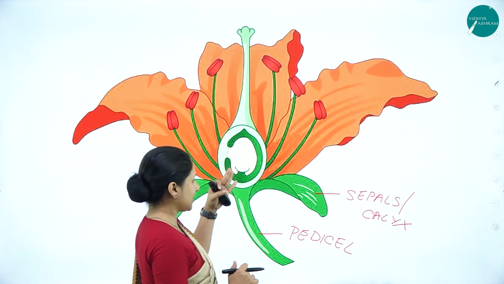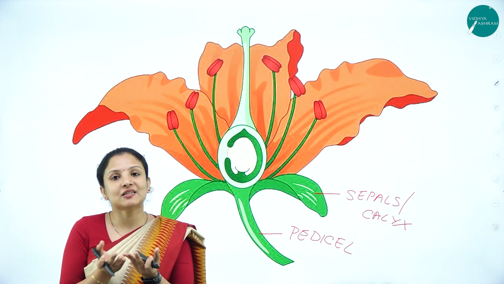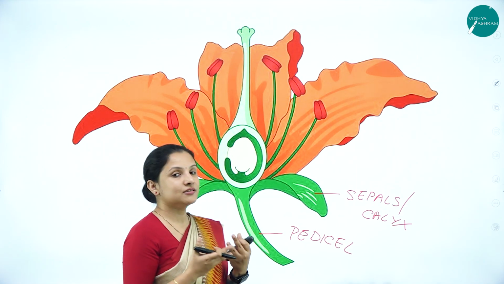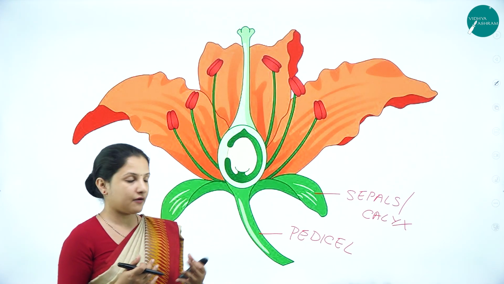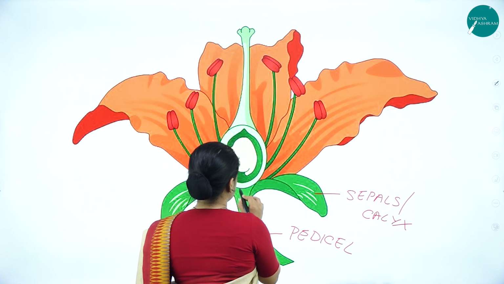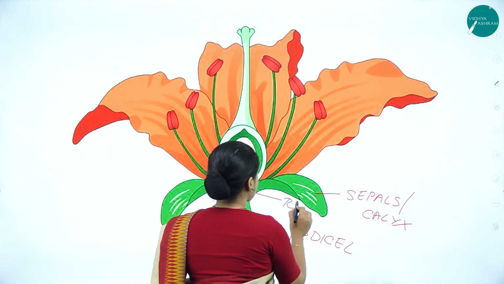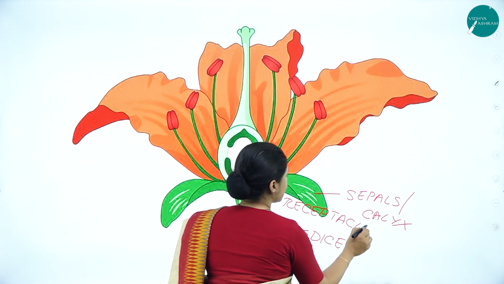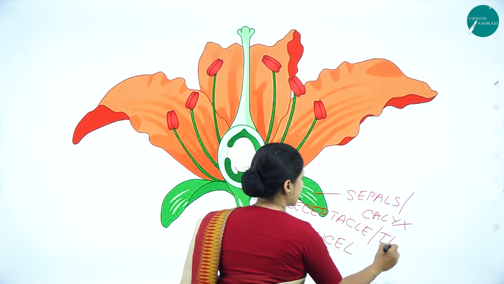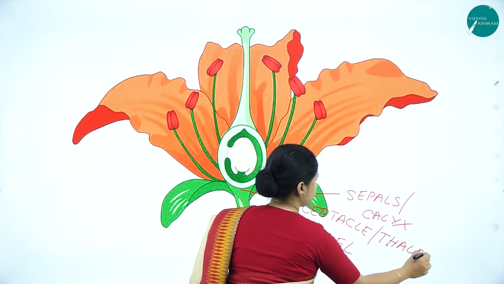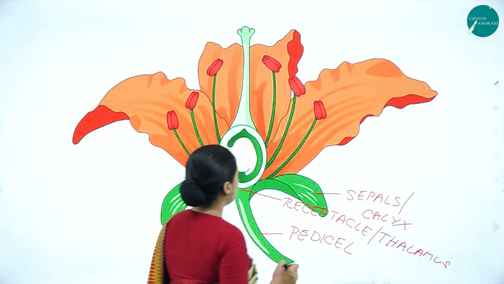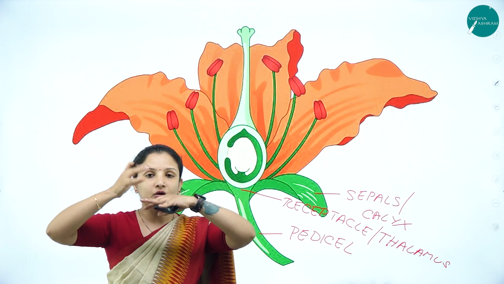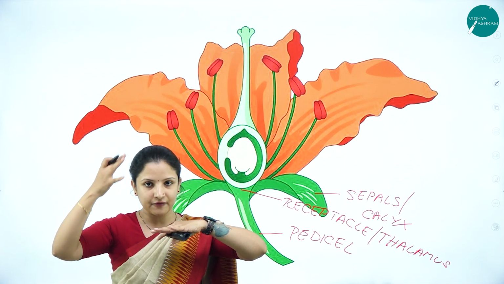Right above the calyx, there is a stage-like structure which holds all other parts of the flower, that is, which holds the whorls of the flower. That is called the receptacle. One more name for that is thalamus. The receptacle acts like a stage or a bed on which all the other four whorls of the flower lie.